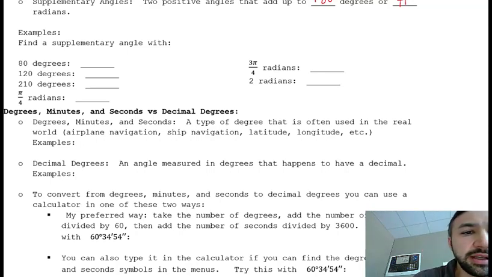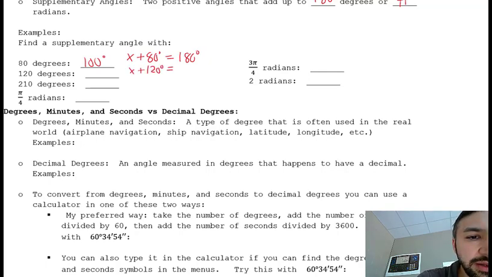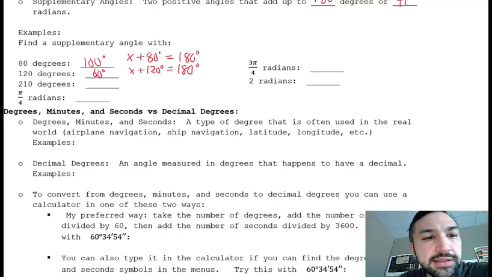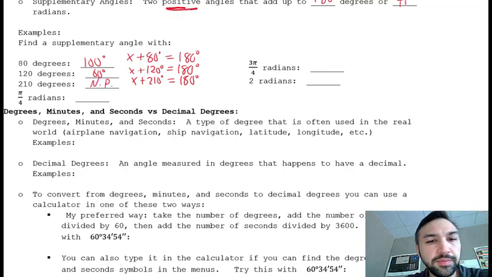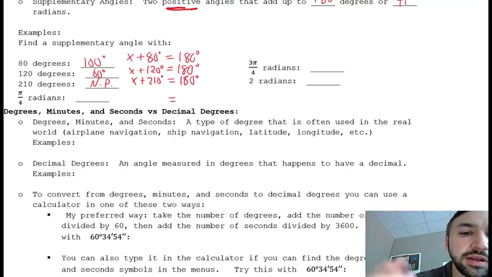Or with degrees, you could say, what could I add to 80 degrees to get 180 degrees? And then you could solve that. Or what could I add to 120 degrees to get 180 degrees? And you could subtract 120 from both sides to get 60. And then you could do 210, and you'd get a negative angle, but by definition they're supposed to be positive, so not possible.